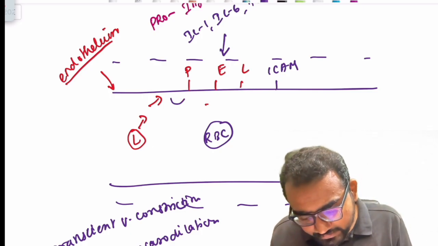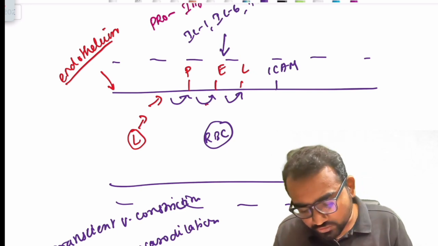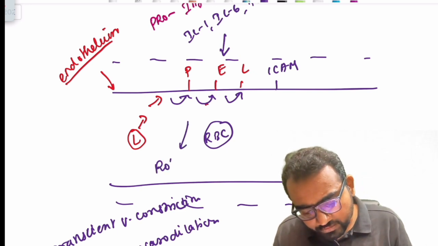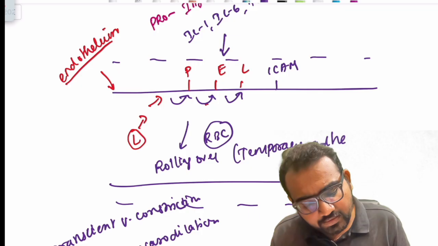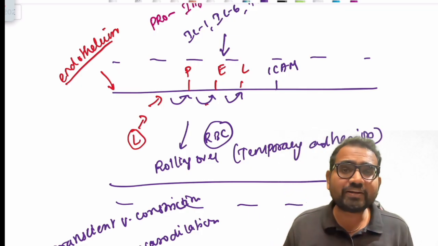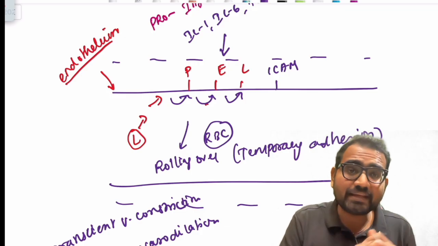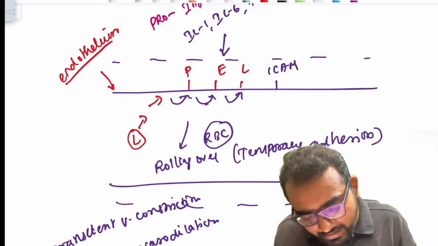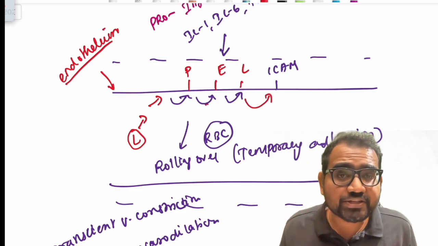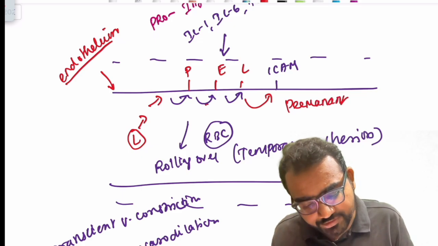Then what happens? It rolls over the selectins, P, E and L selectins. So this is called rolling over. This is temporary adhesion. Okay, so it is not going to result in permanent adhesion of the leukocytes to the vessel wall. It is going to cause temporary adhesion. So once these leukocytes bind to ICAM, intercellular adhesion molecules, that is going to result in permanent adhesion.